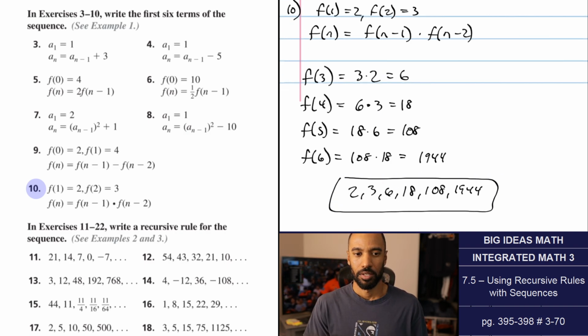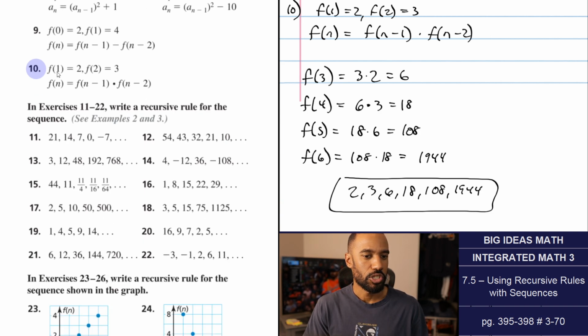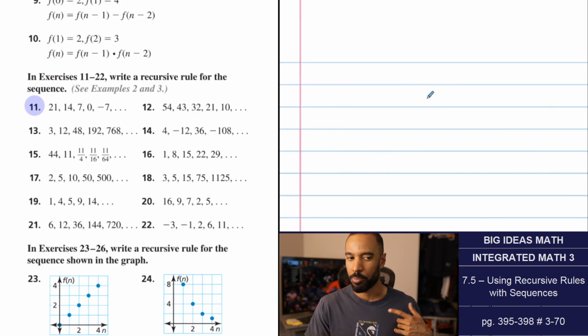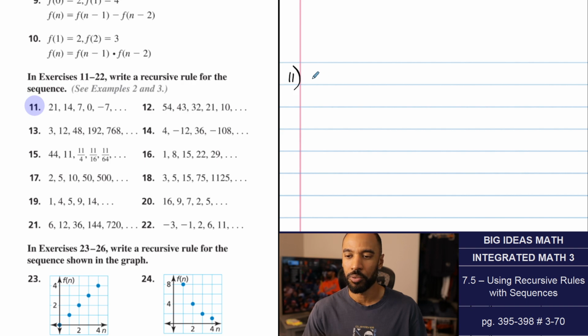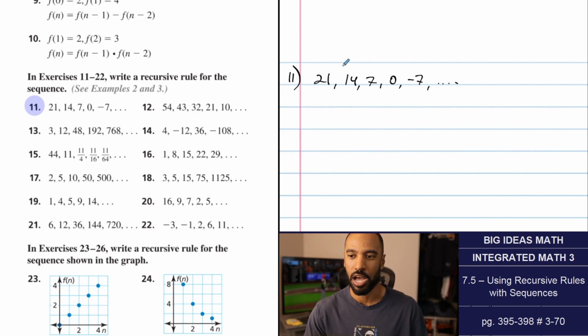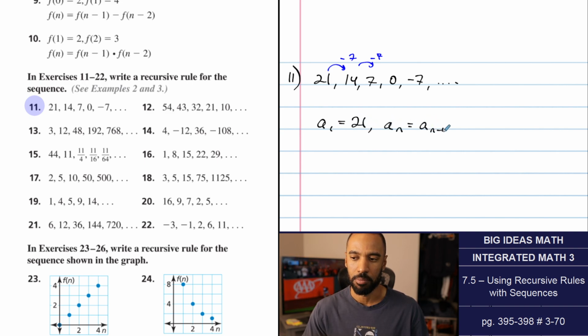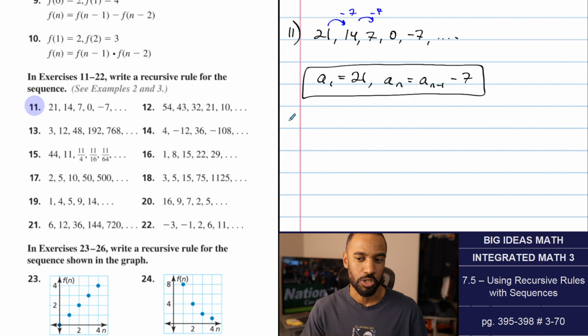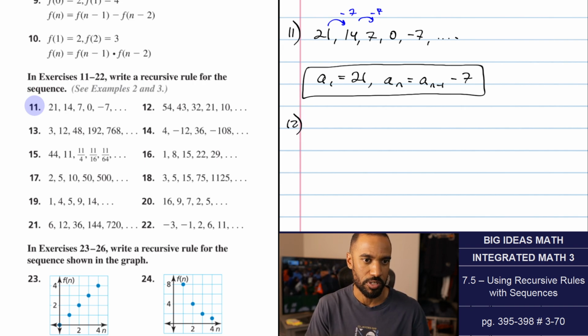Okay, guys. Numbers 11 to 22, write a recursive rule for the sequence. So now we have the sequence. We're trying to determine, is it arithmetic, geometric, special case, what have you. And then we're just saying what happens from one to the next. So this is an arithmetic sequence. We have a first term of 21 and a common difference of -7. Given that that is our common difference, this is how we're going to write the rule. The first term is 21, and the next term takes the previous term -7. That's literally all we have to do in these, once you recognize what to do specifically.